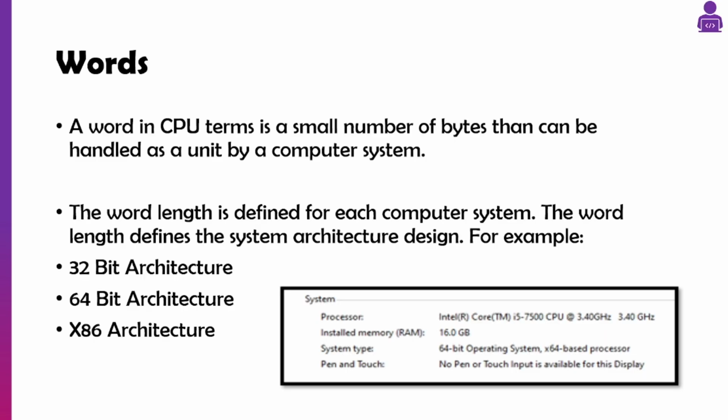How we store things in the computer are things called words. A word in CPU terms is just a small number of bytes that can be handled by the computer. How long that word is, or how much memory can be stored, depends on the computer you've got. So, 32-bit architecture, 64, x86, basically is the word length in simple terms. You're not necessarily going to get asked what a word is, but it's a useful term to know.